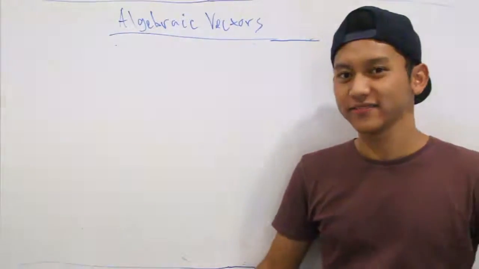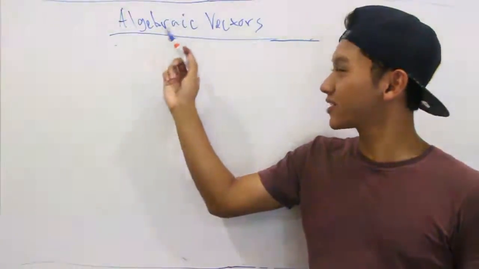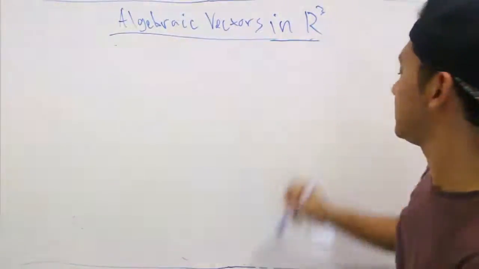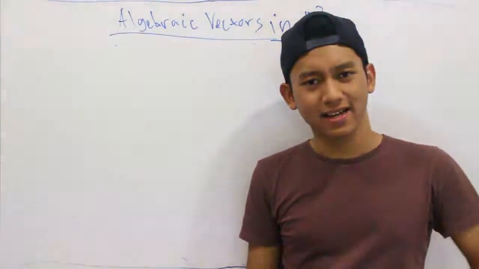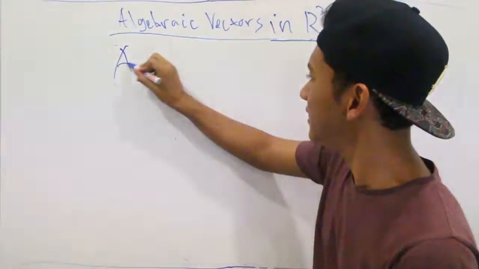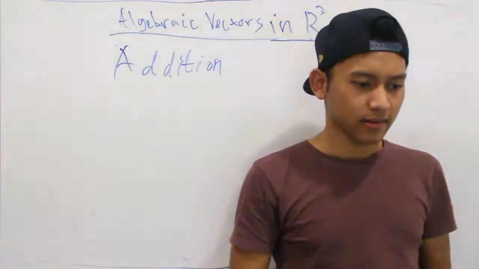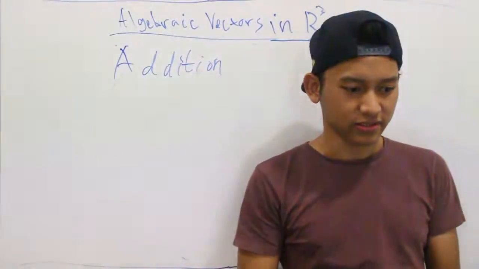Okay guys, we went this far. Now we're going to talk about algebraic vectors in 3 dimensions. First we're going to talk about the addition of 3D algebraic vectors, okay?